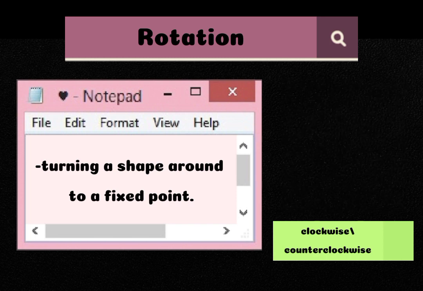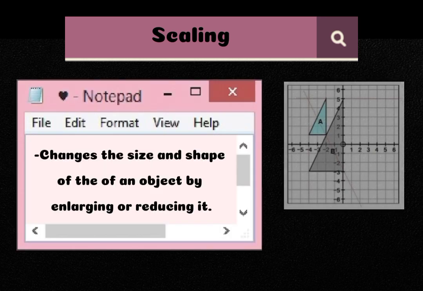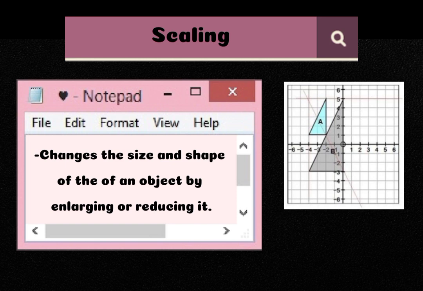And a third type of basic transformation is scaling. Scaling is a dilation or transformation that changes the size of a shape or object, either by enlarging or reducing it.